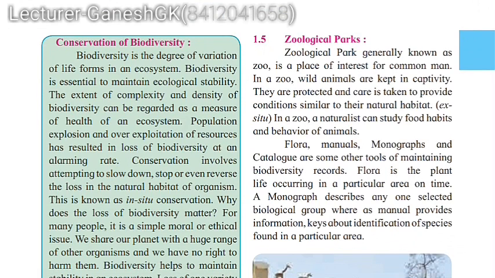In a zoo, the naturalist can study the food habits and behavior of animals, how they eat, how they behave, and all the activities they do can be observed and studied by different naturalists.